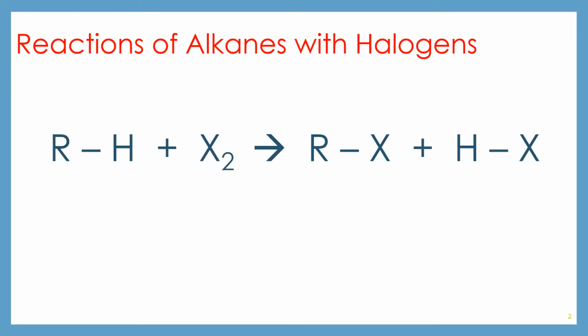So you can take an alkane, which we've shorthanded using RH, react it with a halogen, and end up with an alkyl halide and an equivalent of halogen acid. This only works with fluorine, chlorine, and bromine.